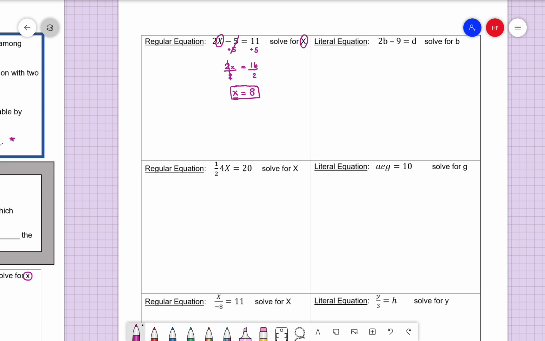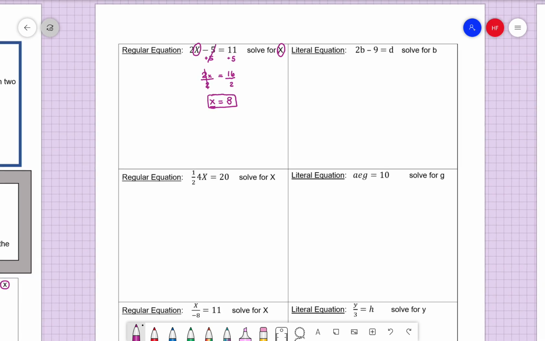Then on this next one, we're solving for b. So I want this b by itself. So first thing I'm going to do, looking at the regular equation side, I know that I have to get rid of a constant first. So negative 9 plus 9 gives me 0. So I have 2b is equal to d plus 9. We're not going to combine a variable and a number.